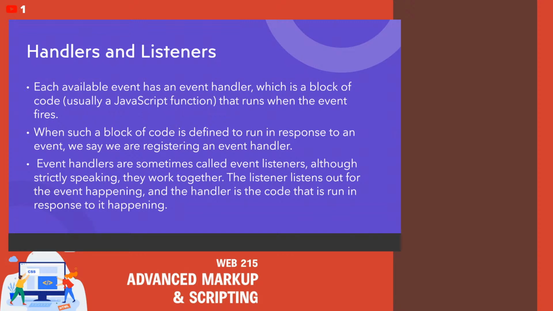Every event has two things. Every event has a handler, and every event has a listener. The event handler is a block of code that runs when the event fires. So when the event happens, the handler is the code that runs. The event listener is the code that listens for the event to happen.